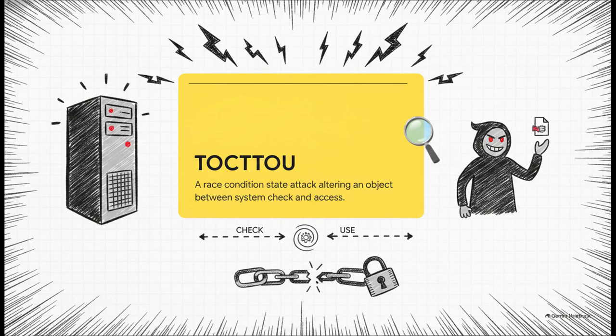It happens when an attacker alters an object, like a data file, between the exact time the system checks its status to authorize it and the time it actually accesses the object to use it. By literally racing the system and swapping the file in that millisecond, the attacker circumvents the authorization check entirely.